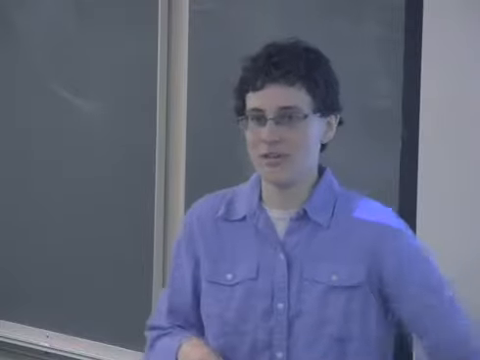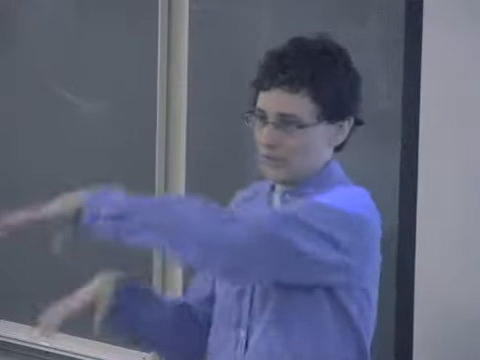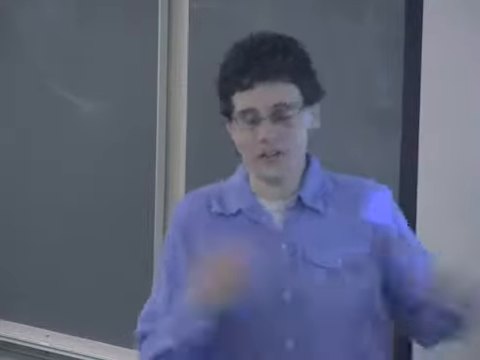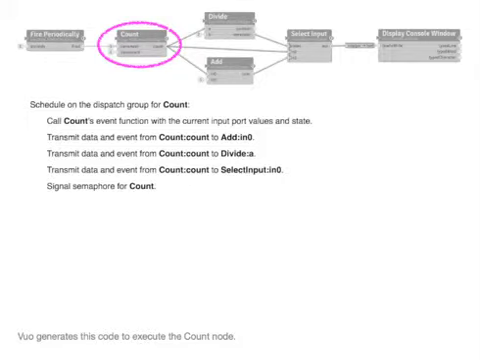Okay, so we're going to have a function that's associated with each node. The count node's function is going to count up. The divide node's function is going to take two numbers, divide them, and give you the quotient and remainder, etc. So we need to call that function, and then we need to transmit the data along each of the output cables coming out of that node.